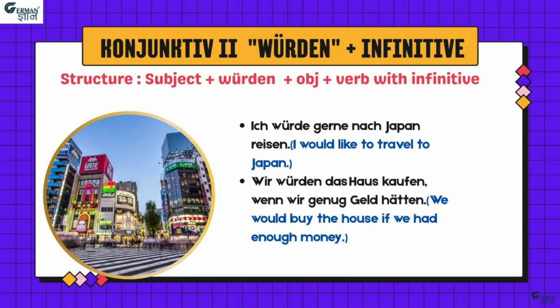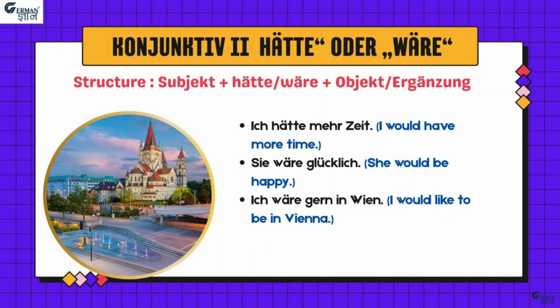Konjunktiv zwei with "hätte" or "wäre". Now the sentence structure is, first comes your subject, then "hätte" or "wäre", and then object or Ergänzung. Now remember that "hätte" or "wäre", you are going to conjugate according to the subject.